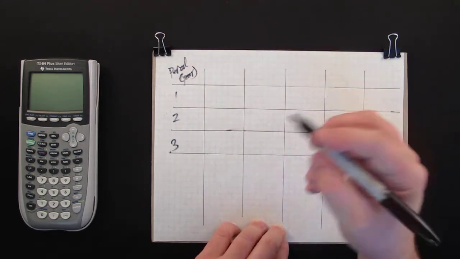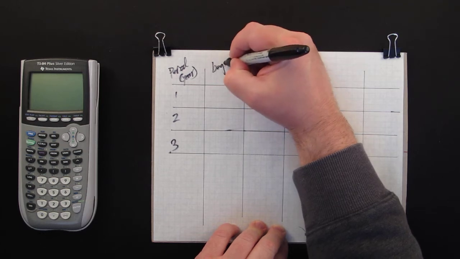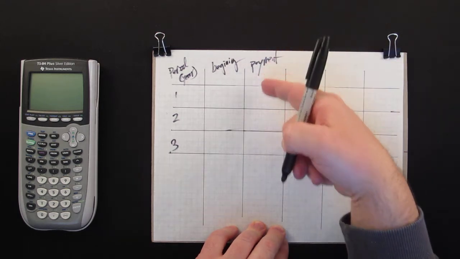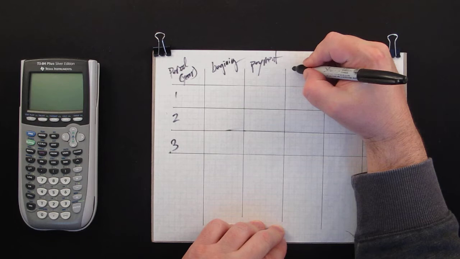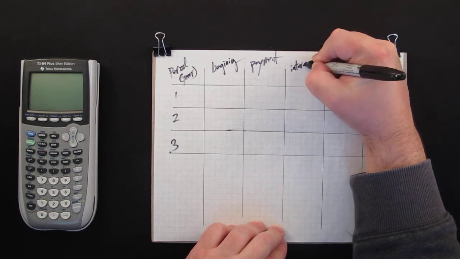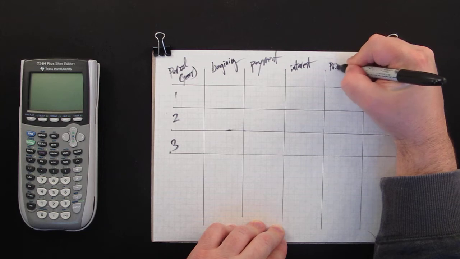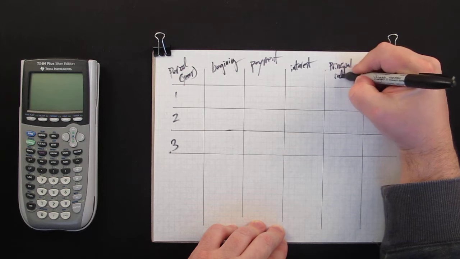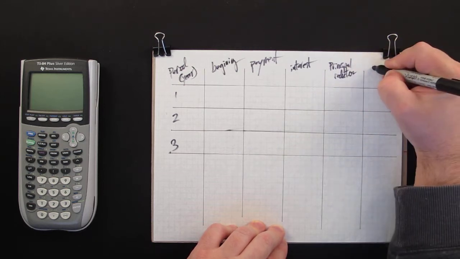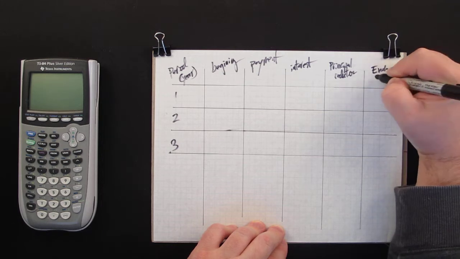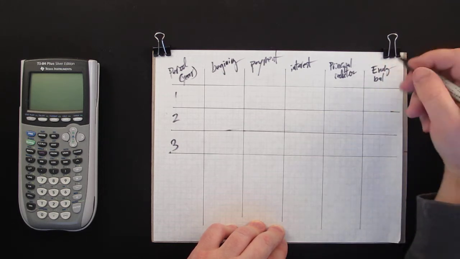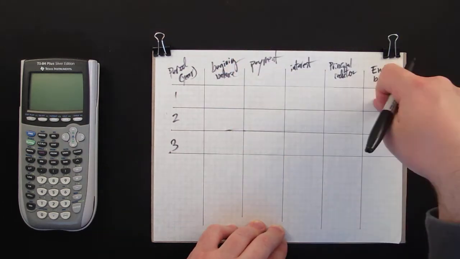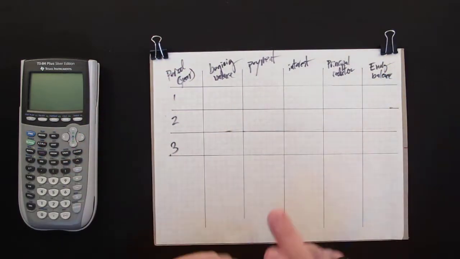And we have the beginning balance. We need the payment, which we calculated in the prior one, and that's going to be the same for all 3 of these. We need the interest, principal. So this is the principal reduction. And then the ending balance. And so this ending balance here is going to be this beginning balance here.